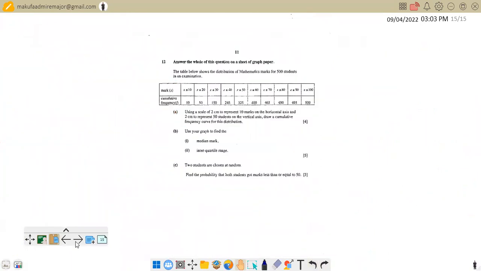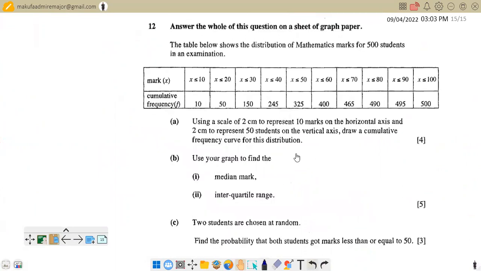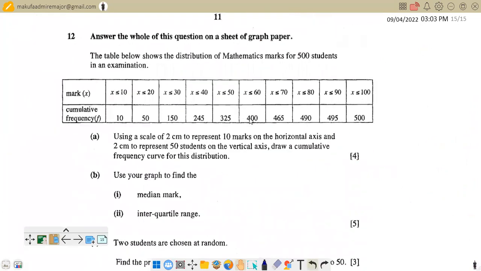All right, now we are given on number 12. Actually, these are cumulative frequencies that we are given. Number 12, answer all of these questions on a sheet of graph paper. The table below shows the distribution of mathematics marks for 500 students in an examination. And already you are given the mark and the cumulative frequency. Take note, guys, we are already given the cumulative frequency, and you want to draw a cumulative frequency curve.